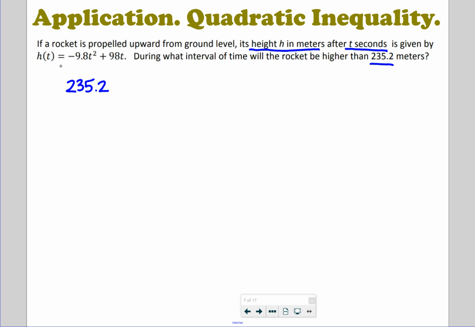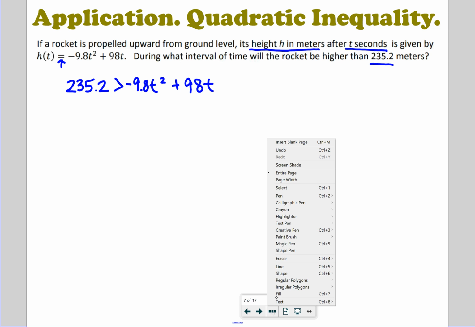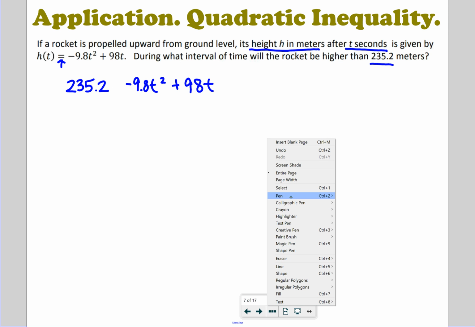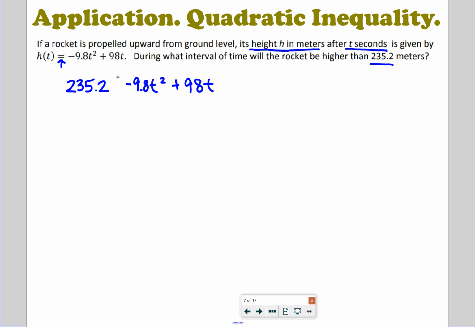235.2, but it's not going to be equal to here. We want my height to be greater than, higher than 235.2. So negative 9.8 t squared plus 98t. And I think I wrote my inequality sign backwards there. We want the height that we have to be greater than 235.2. There we go. So this is the height we're calculating.